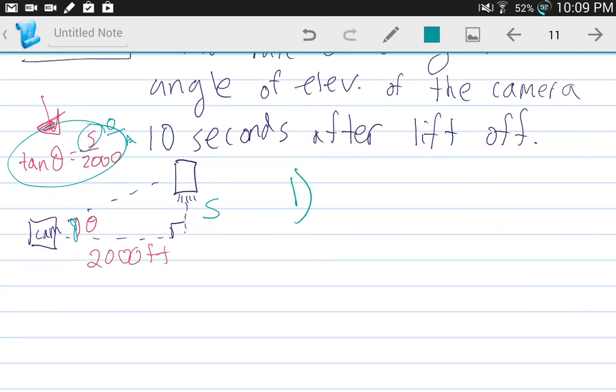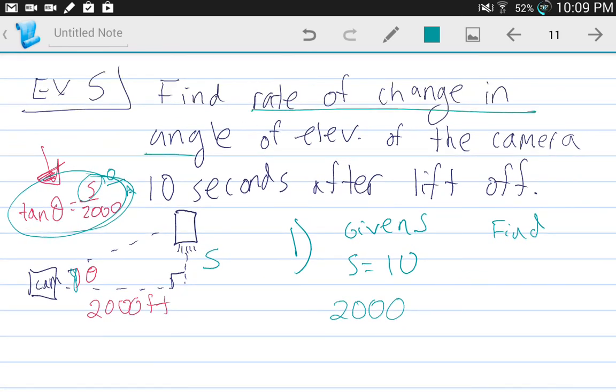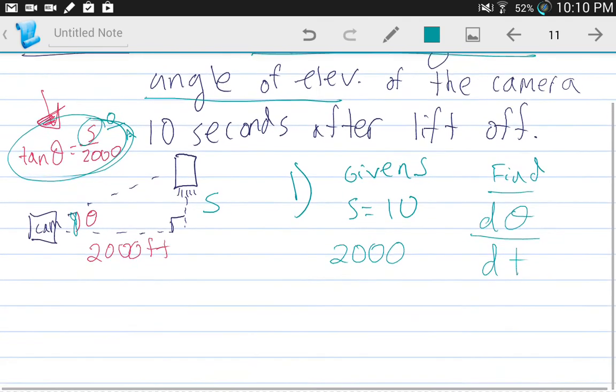Alright, step 1 are givens, right? So givens, well, they gave us that s equals 10. They also gave us that 2,000, right, which was our horizontal distance. And then they did give us the equation, but I'm going to save that for step 2. Okay, and then we're finding, right, it says find the rate of change in the angle. So angle is d theta, and then rate we always say is over dt.